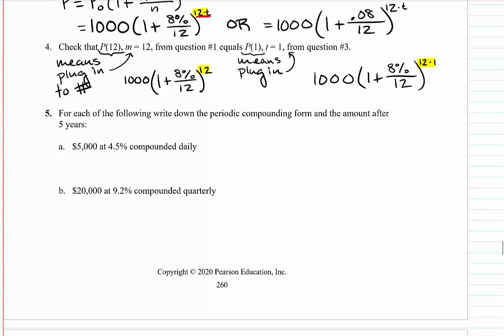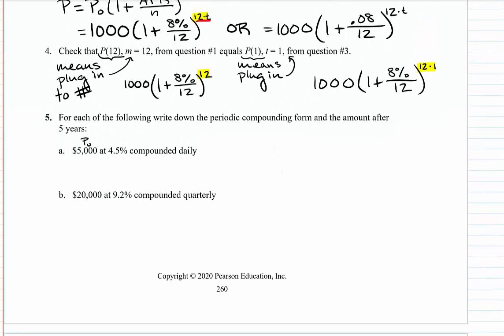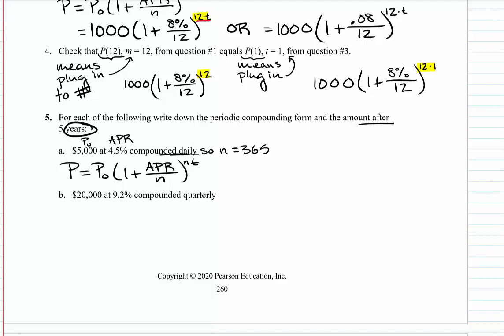So now in part 5, we get to practice using this. I'll do the first one, part A, and you get to try parts B, C, and D. So in part A, this is our P0, our original amount. This is our APR. And we're compounding daily, so n will be 365. So that means our equation, which would ordinarily be P equals P0, 1 plus the APR divided by n to the nt power, because they said after years, so use t. Use our equation from number 3. Use t as the variable because they're talking about years.